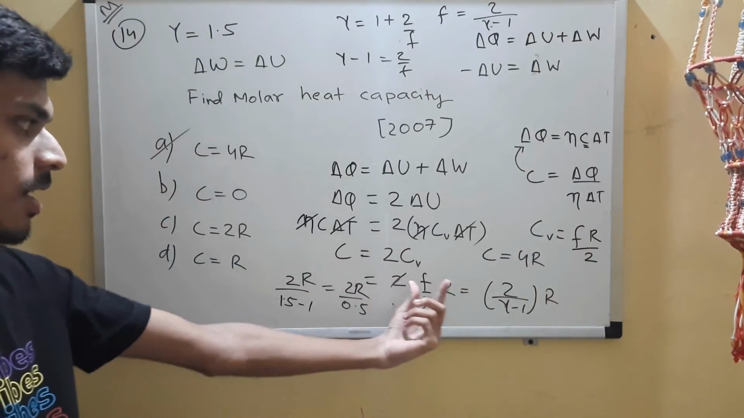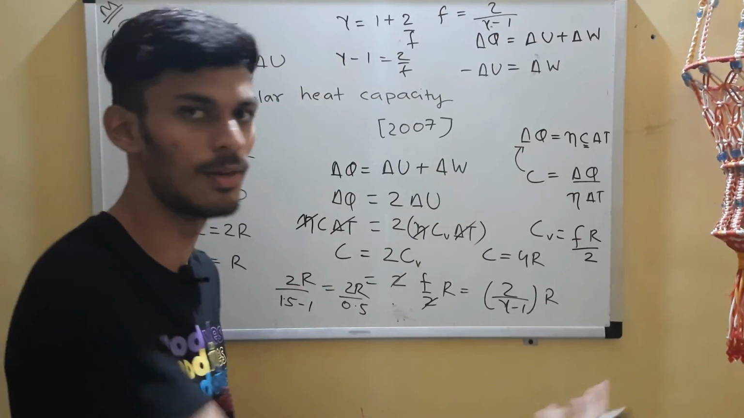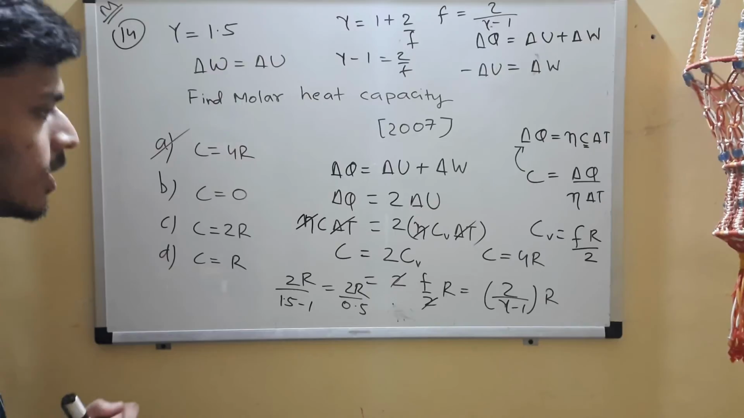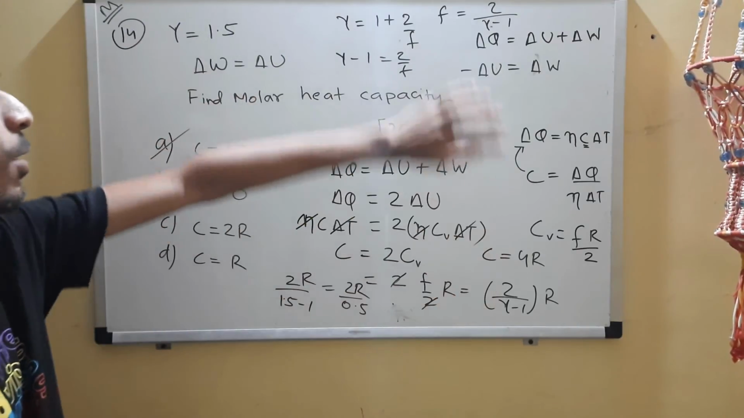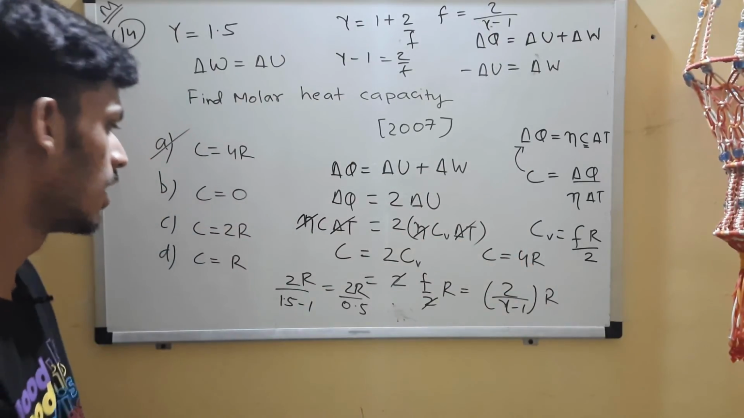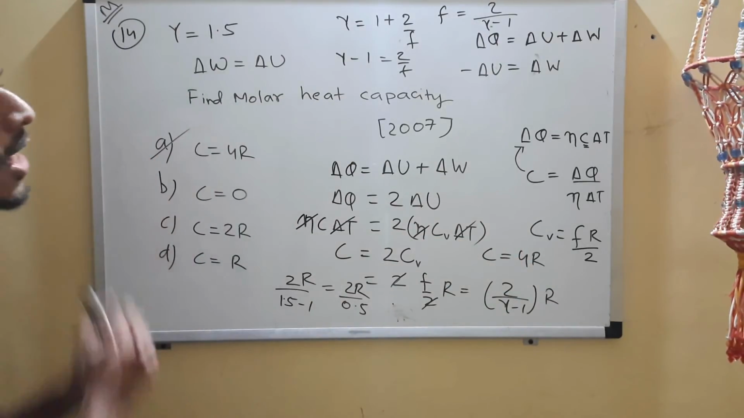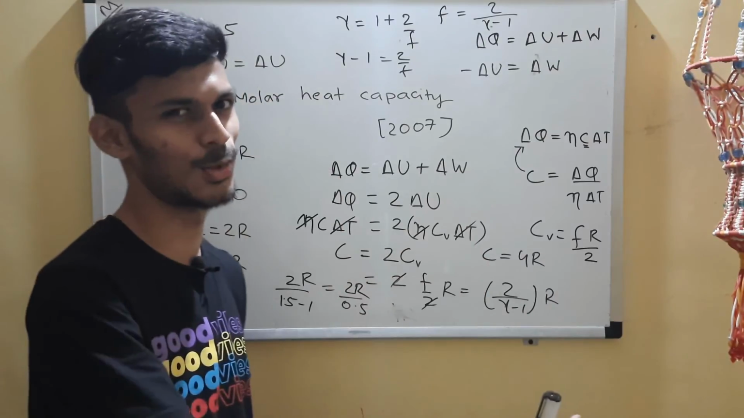The 2 and 2 got cancelled. F, we wrote it in terms of gamma since we didn't know its value. We didn't know the nature of the gas or its atomicity. So we wrote it in terms of gamma, which was 2 upon gamma minus 1, into R. We substituted the value and got the answer. I hope the approach is clear. Over to the last question.